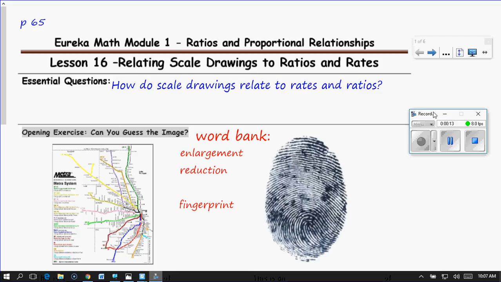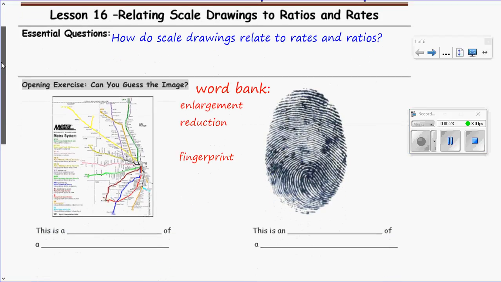All right, if you take a look at those two images, the one on the left is actually the metro system here in Chicago, and then this one on the right is a fingerprint. Go ahead and fill in the blank. Is it a reduction or enlargement? And then subway system and fingerprint. So this should be pretty simple. Go ahead and think about what enlargement means, reduction means, and then drag those, well, I'll drag them. You write them in your workbook to see if you get it right. Okay, pause it and fill them in.